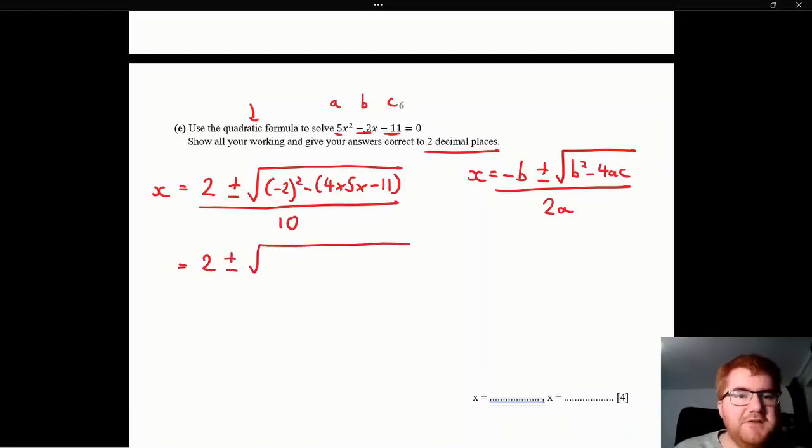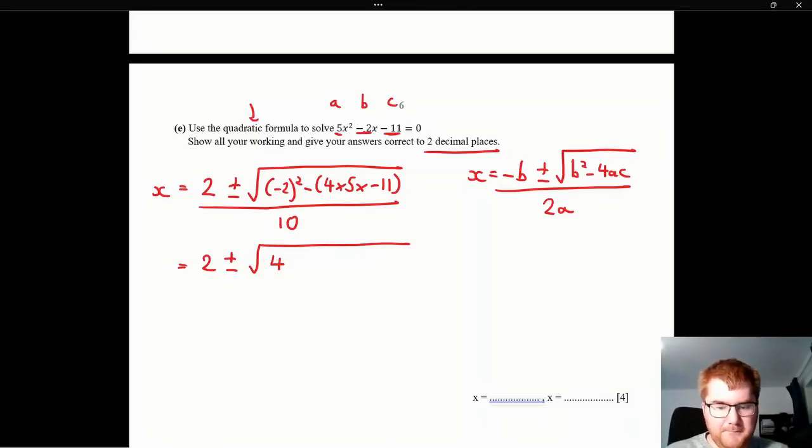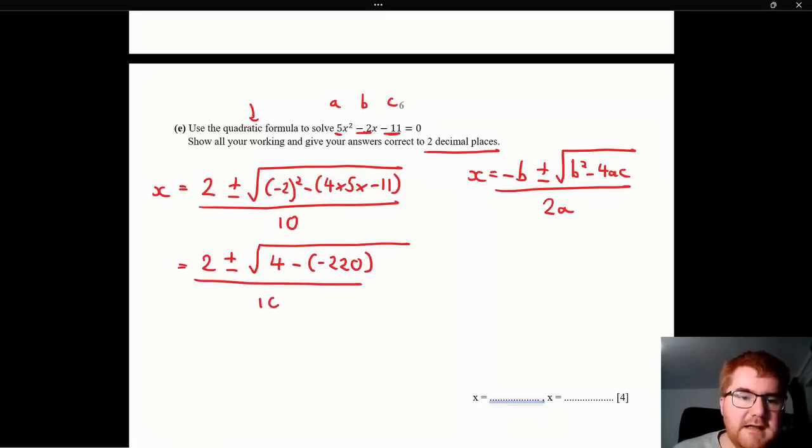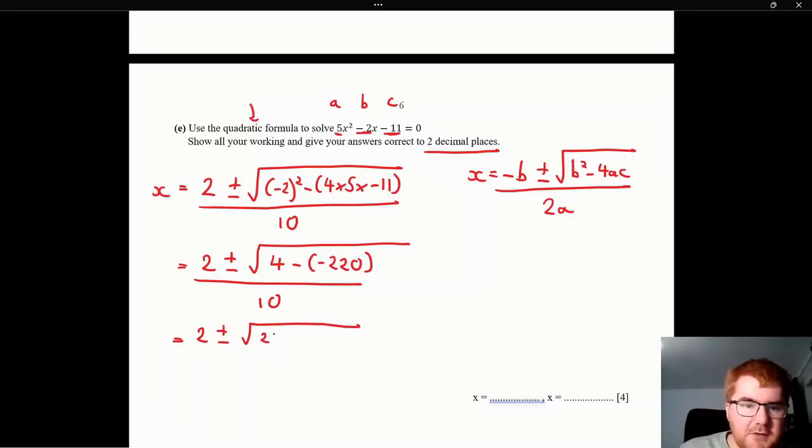So we have minus 2 squared, that's equal to 4. This term is always positive, good to remember here. And then we have 5 times 4 times minus 11. So that gives us minus 220, so minus 220 all over 10. Be careful, this always has to be positive. They won't give you one. If you're getting a negative square root, bad things are happening. This gives us 224 over 10.